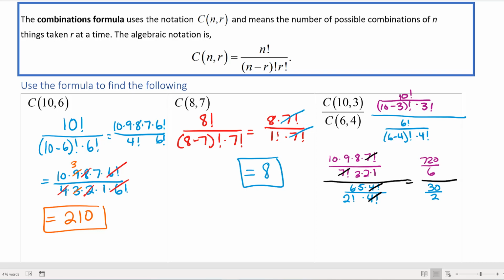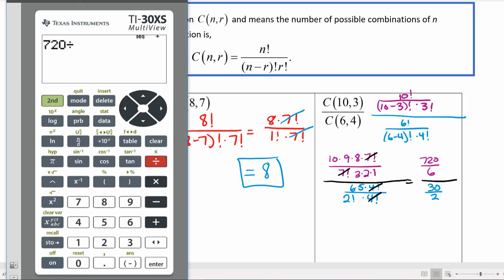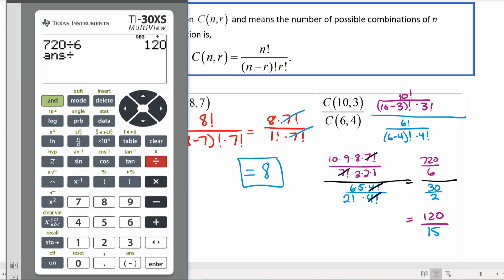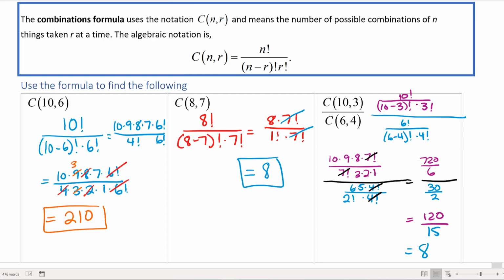So now I can divide these nicely. 720 divided by 6 is 120 in purple, and 30 divided by 2 is 15. And so then I'm going to take 120 divided by 15 to get 8. So my final answer here is 8.